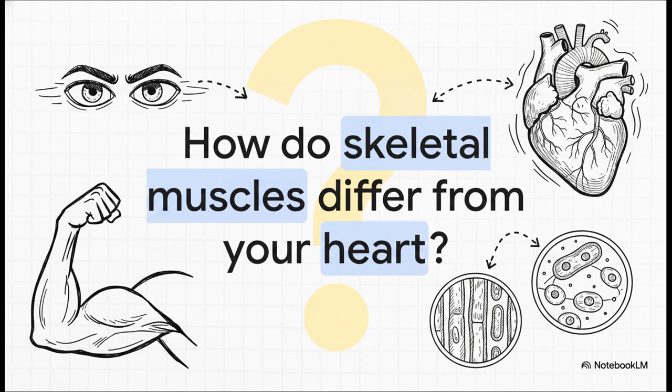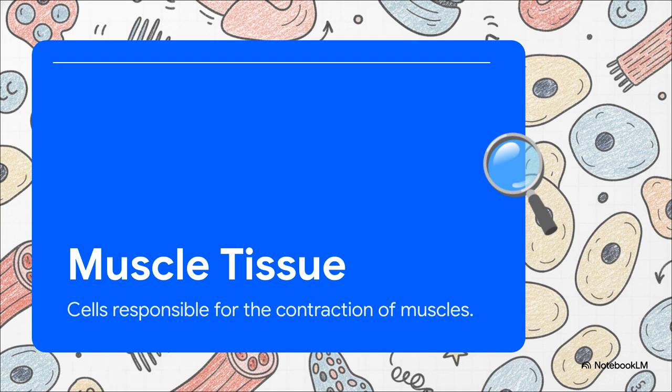So how on earth do the microscopic cells controlling those deliberate eye movements differ from the ones automatically pumping blood through your veins? Well, it all comes down to their histology, their microscopic tissue structure. To really grasp these differences, we first need to define what muscle tissue actually is.